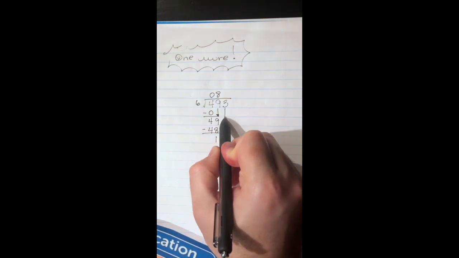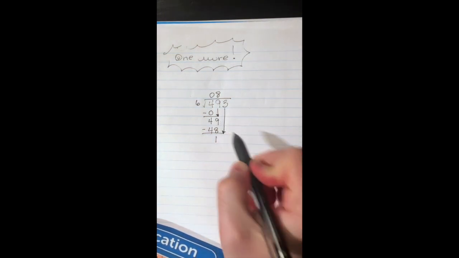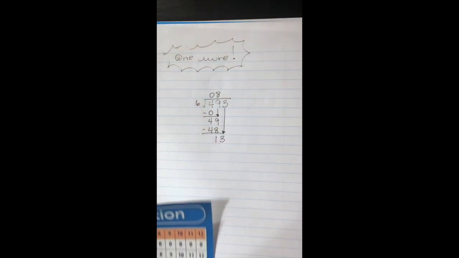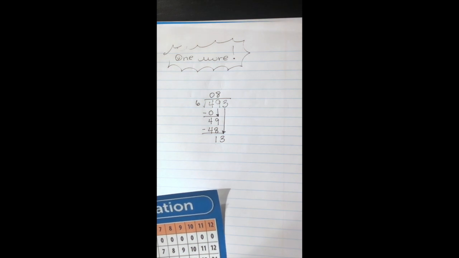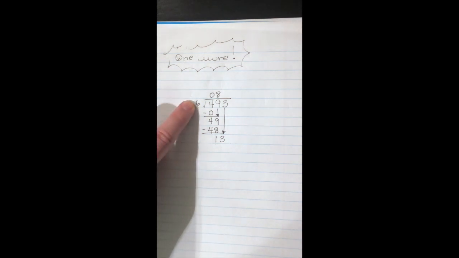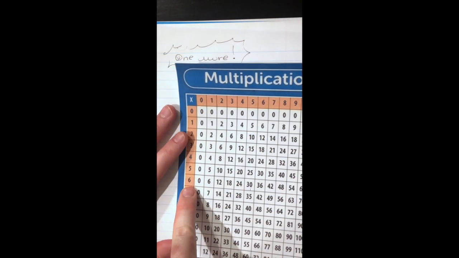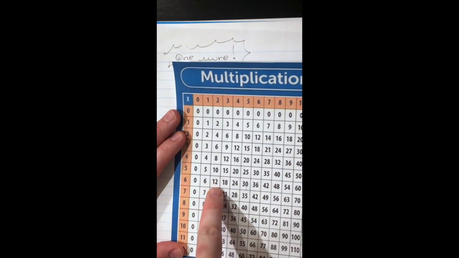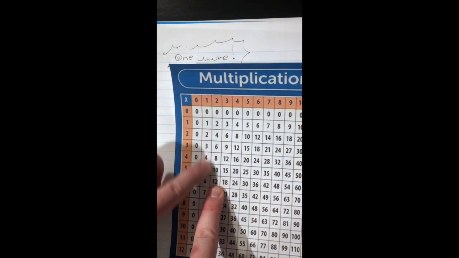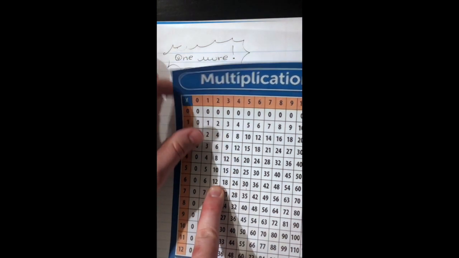Then drop down your last digit, which is 3. And that gives me 13. So now repeat the steps. I'm going to go back to track 6, get as close to 13 as possible without going over. Track 6. Oh, 12 is close, but 18 is too much, so I can't use it. I got to use 12. 12 goes on the bottom, 2 goes on top.